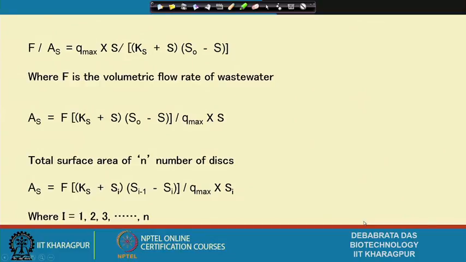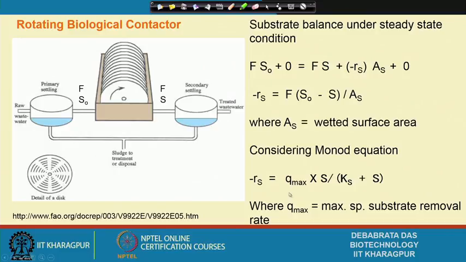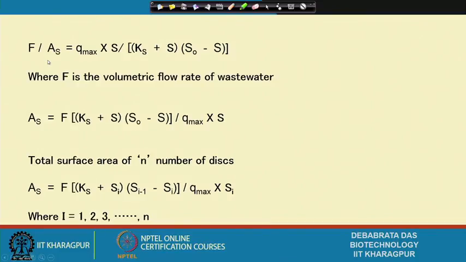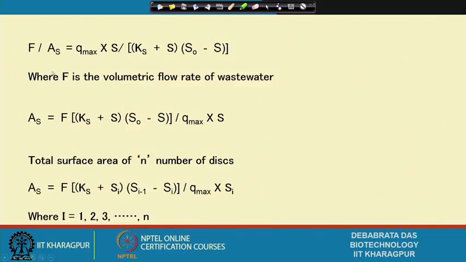Now, we can write this equation in this form, F by A. Here we have F and A. This is equal to this, am I right? This is equal to this, we can write there. And then we can write this equation F by S equal to Q max into X into S by Ks plus S, with S and S0.